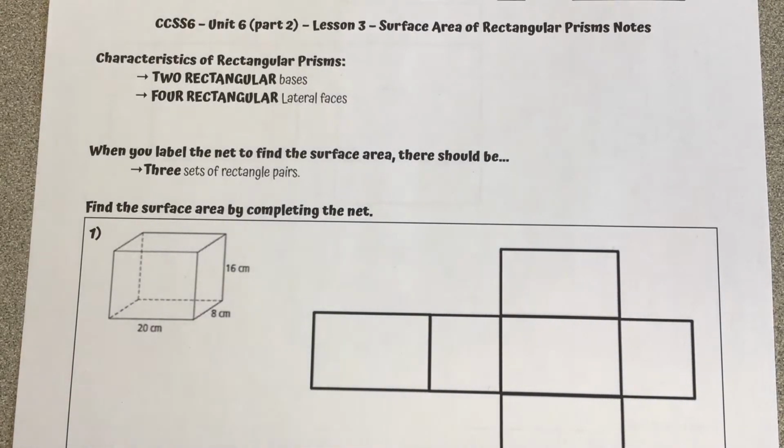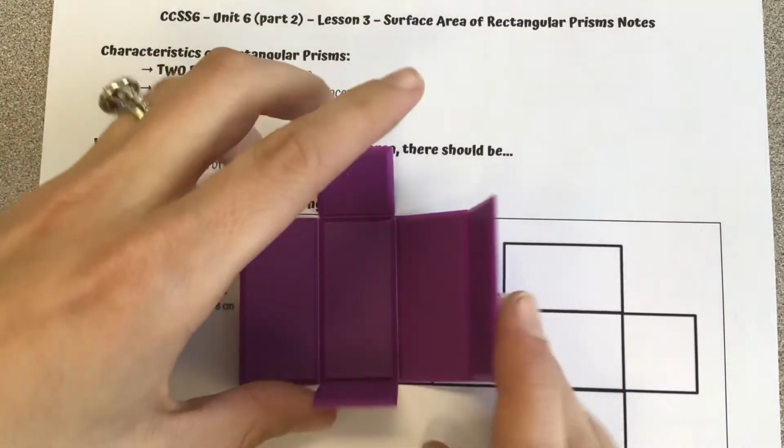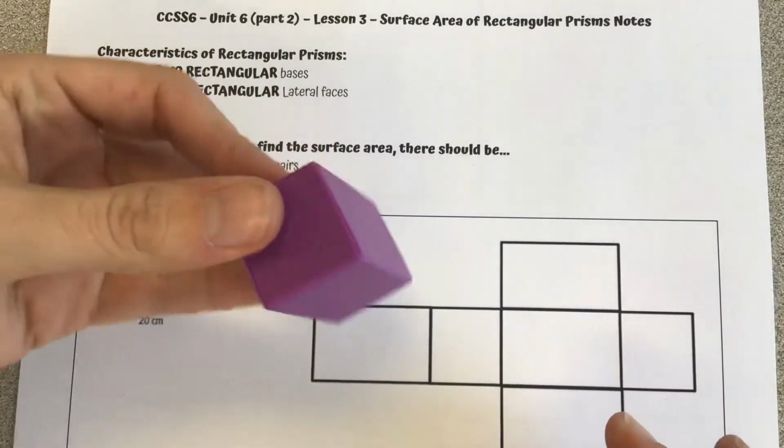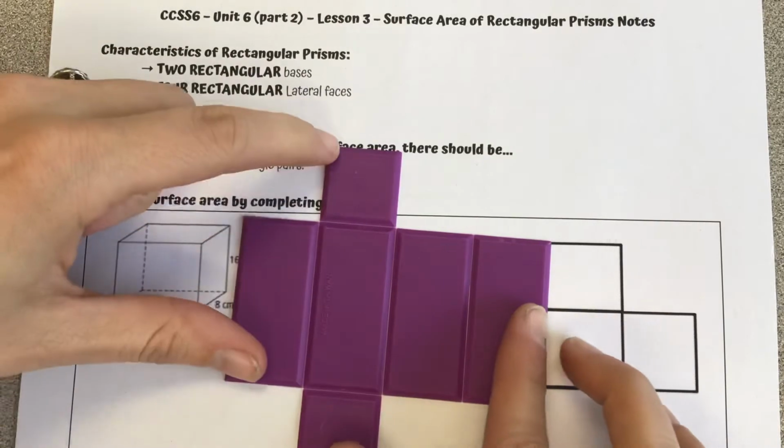Okay, let's take a look at the surface area of rectangular prisms. First off, let's remind ourselves of the characteristics of rectangular prisms, right? So this folds up into a rectangular prism. We flatten it out to find the surface area.